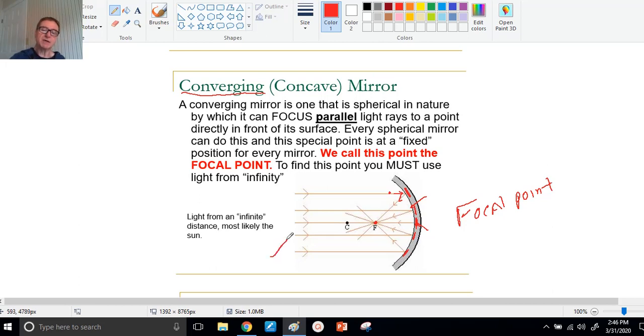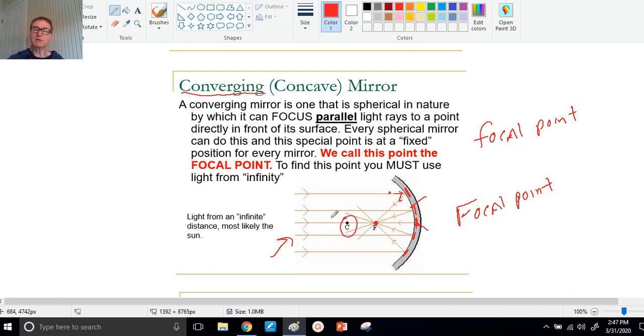And these rays of light here are coming in fairly parallel. We'll say that they're coming in from infinity. These are all parallel, these rays of light out on the left here. But once they hit the mirror, they get reflected and they come to a focal point. So the focal point is where all of the rays of light are going to come together. All right, they're going to focus at that point.